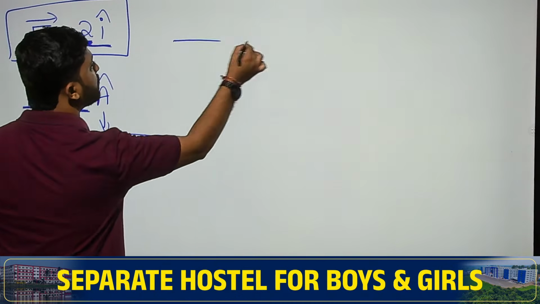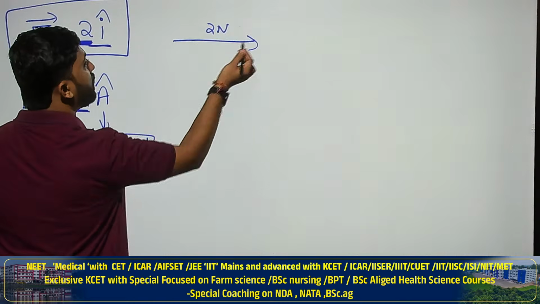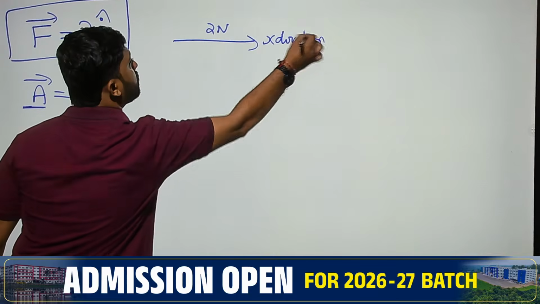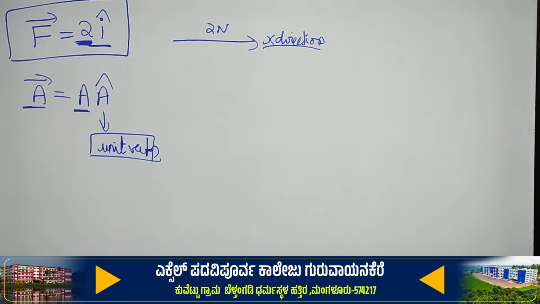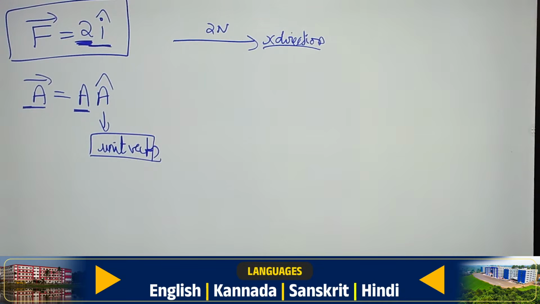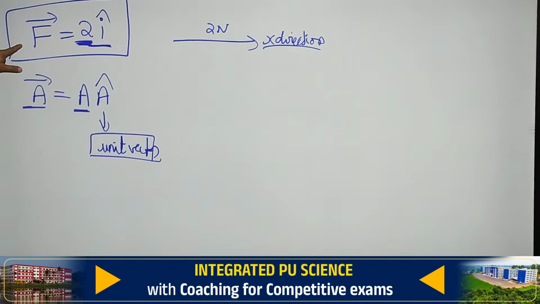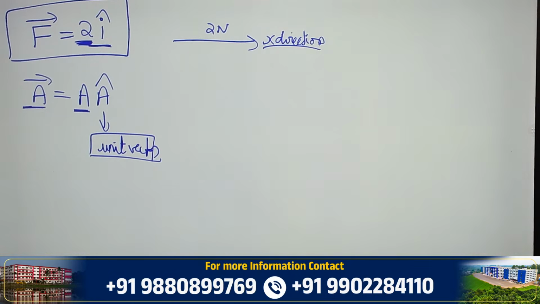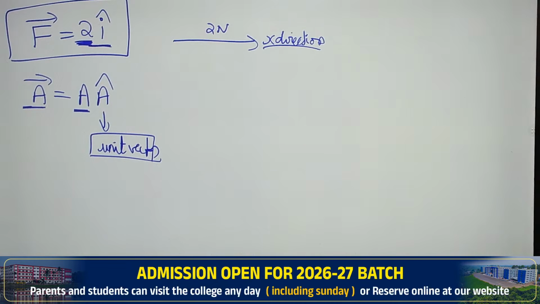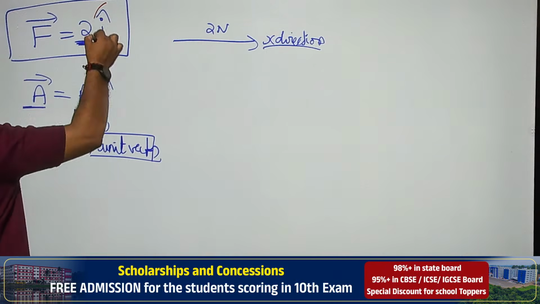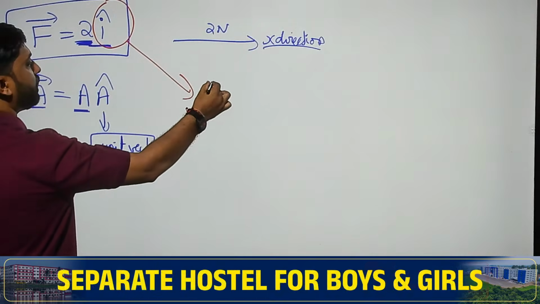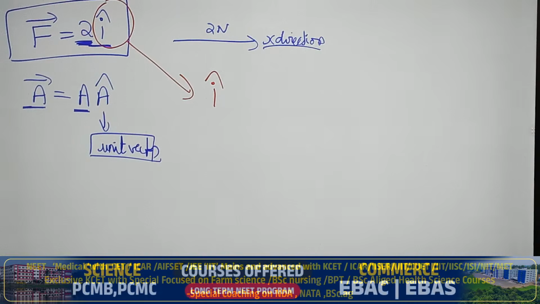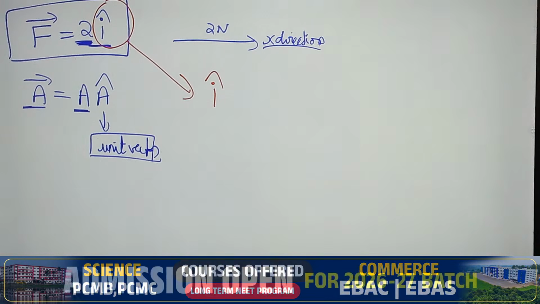So in which direction is the force acting? The 2 Newton force is acting in x direction, right? So can you tell me what is the unit vector of this 2I cap? F vector is equal to 2I cap. Can you tell me what is the unit vector? Here the unit vector is I cap. I cap shows the direction of this force.